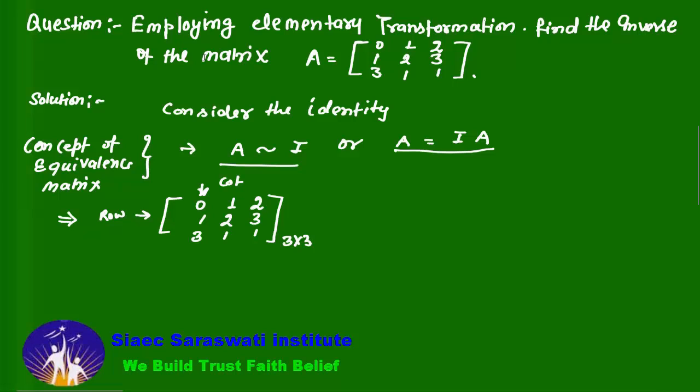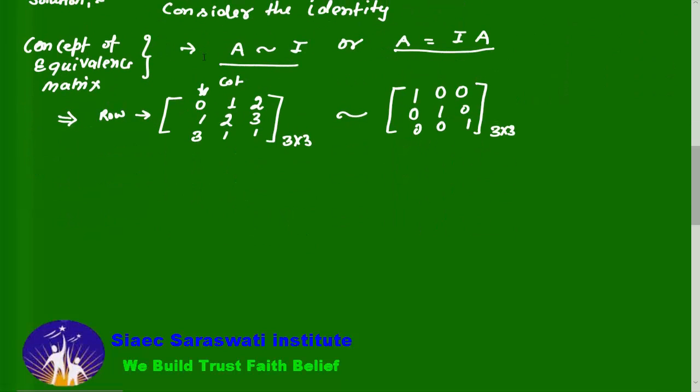So equivalent to the matrix A, your identity matrix will be 1 0 0, 0 1 0, 0 0 1. This will be the identity matrix of the same order, 3 by 3. Now what we have to do is convert A to I with the help of operations.